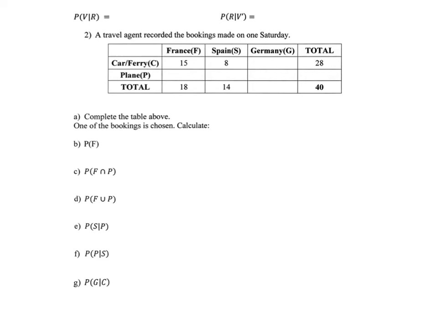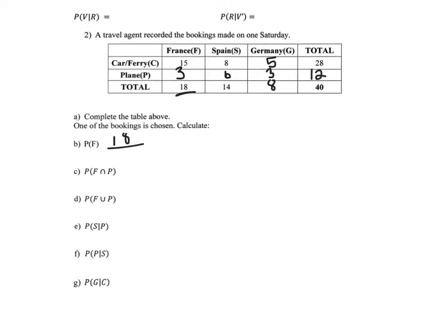Okay, so take a second and figure out the elements in this graph, this chart here. All right, so here's mine. So now we're going to use this chart to do different kinds of probabilities. So the probability of F, the probability we went to France, that's 18.